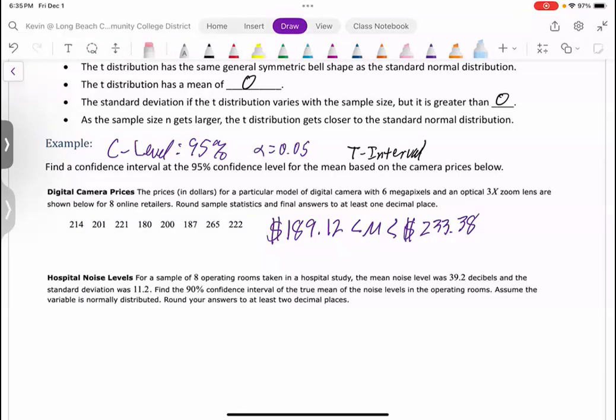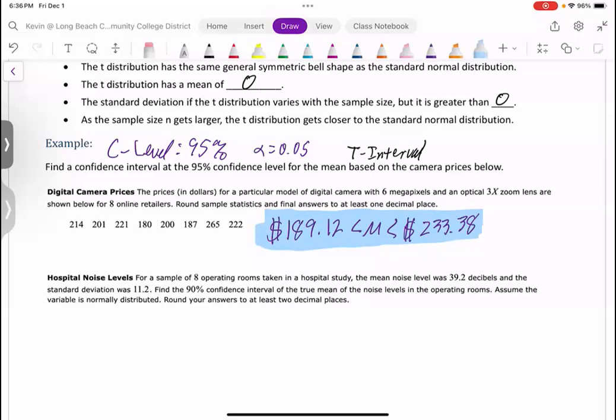So we're saying the true mean of these cameras with all these specifications, the 6 megapixel and the optical 3x zoom, I don't know what any of that is. And we have the prices down here. So the true mean is going to be between $189.12 and $233.38 based on the data that we have here.